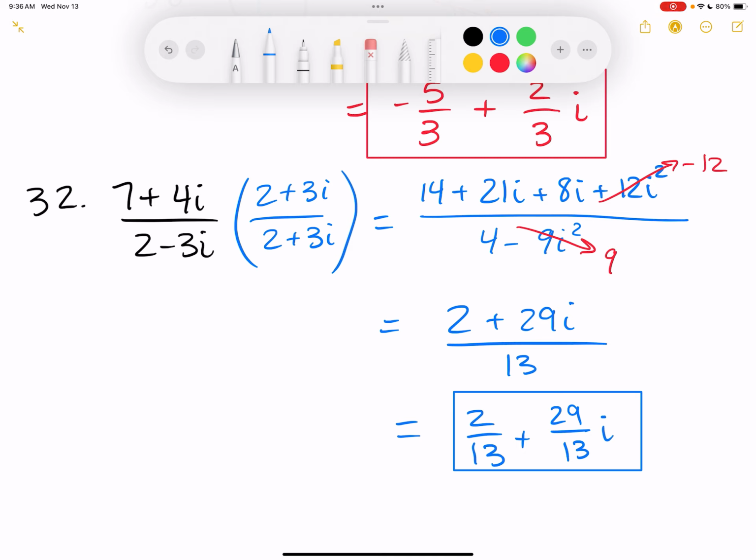How come the i goes to the side of the fraction instead of the 29? Anybody want to enlighten Zach? When you're writing it in standard form, it's a plus bi, and your b is going to be the 29 over 13, so you put the i outside of it because that's what the standard form is. Okay.